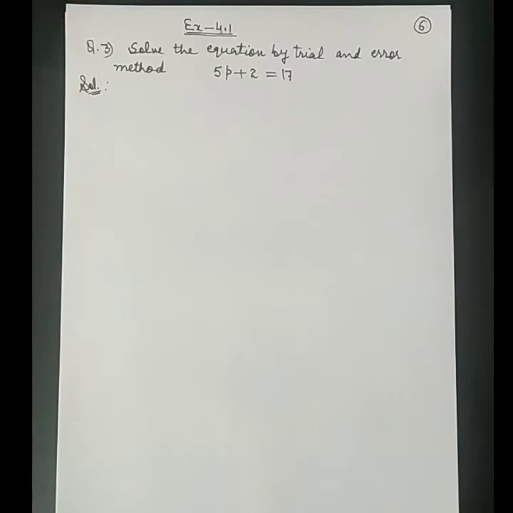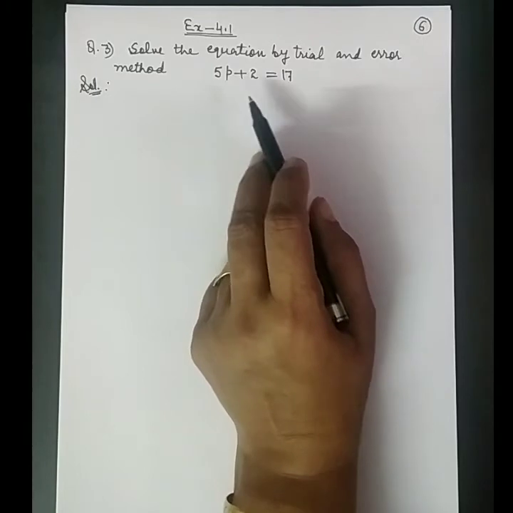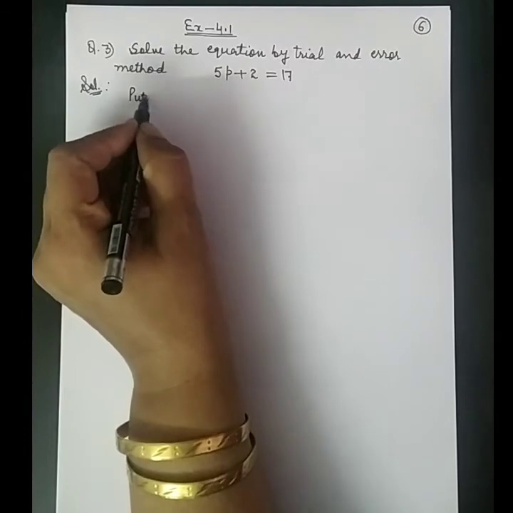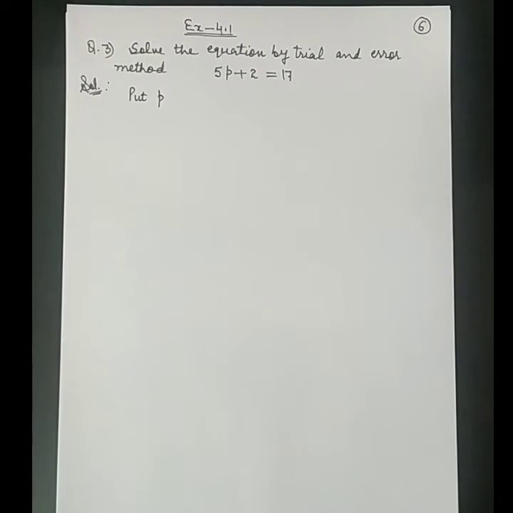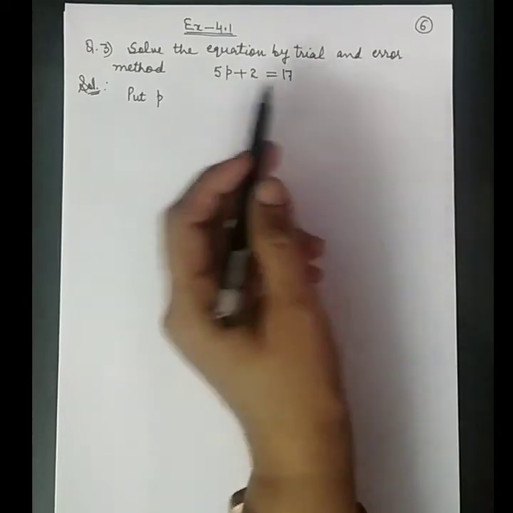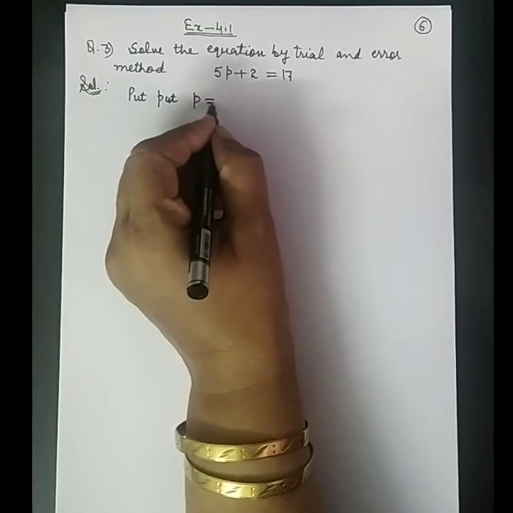Next question, third. Solve the equation by trial and error method. 5p plus 2 is equal to 17. Now what is trial and error method? That we have to find the solution by putting different values. Clear? Now put p is equal to 1. You can take p 1, 2, 3 and so on. You will get one value for which this left hand side is equal to right hand side. Now put different values.